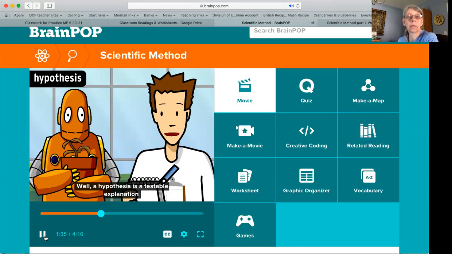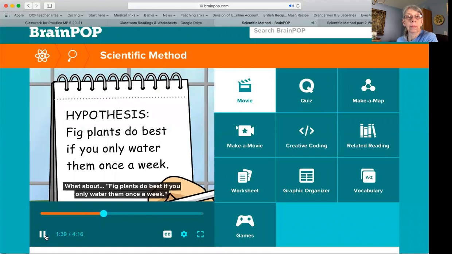Well, a hypothesis is a testable explanation for the details you observe. What about "fig plants do best if you only water them once a week"? All right, now here's what's important about this hypothesis. "Moby waters his plant too much" is not a hypothesis because you can't test that, you can't measure that. That's just kind of the idea that we think.